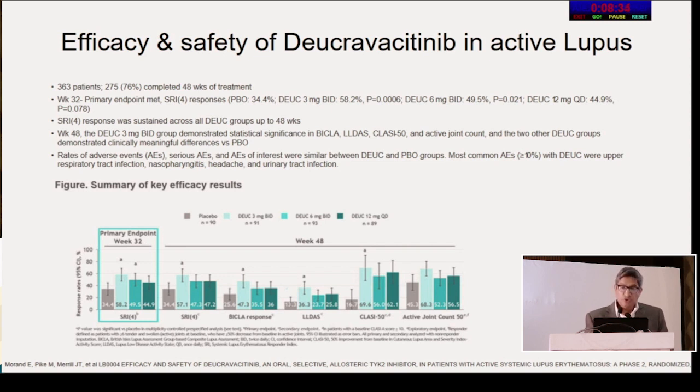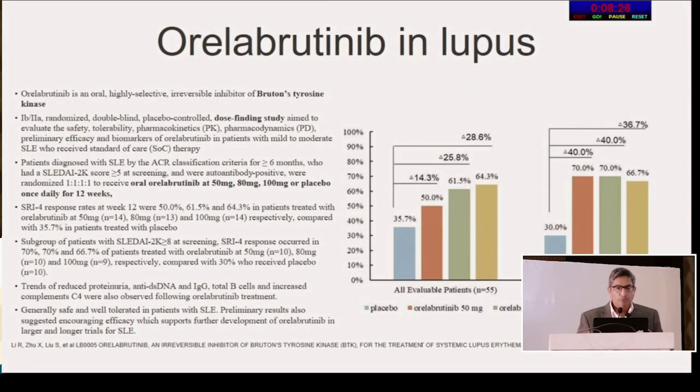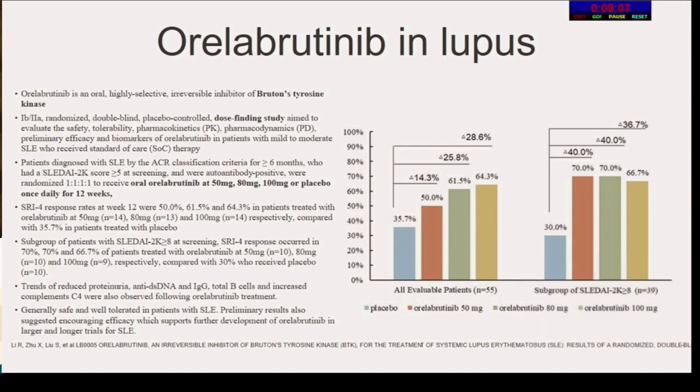There was no new safety signal, and the most common side effects were respiratory tract infections, nasopharyngitis, headache and urinary tract infection. One more pathway being looked at is in a new molecule, orelabrutinib, which is a Bruton's tyrosine kinase inhibitor. A phase 1b/2a randomized double-blind placebo-controlled dose-finding study aimed to evaluate safety, tolerability, pharmacokinetics and pharmacodynamics of orelabrutinib in lupus was presented at the EULAR.